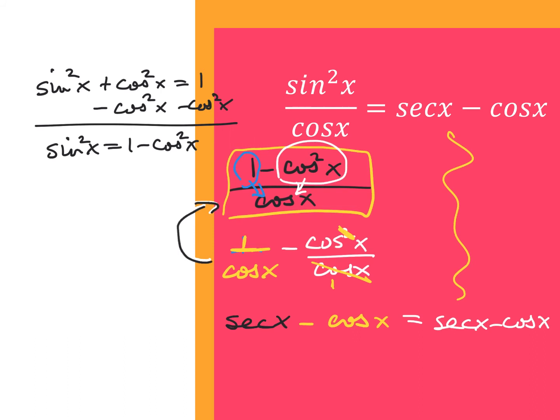Yes? So, the cosine x as the denominator gets canceled out since you divided by cosine on both? Yep.